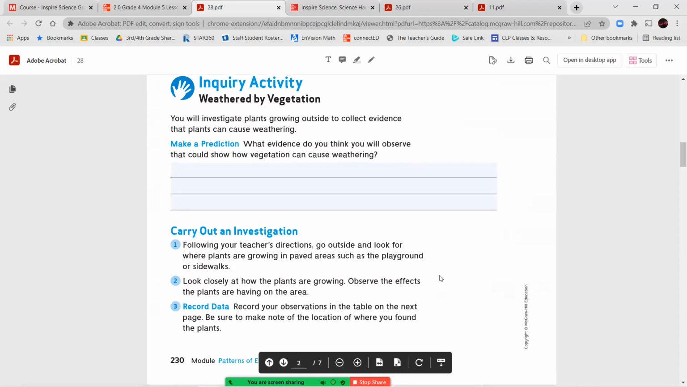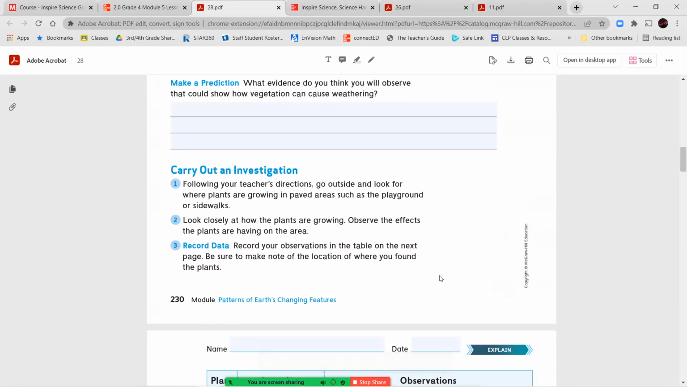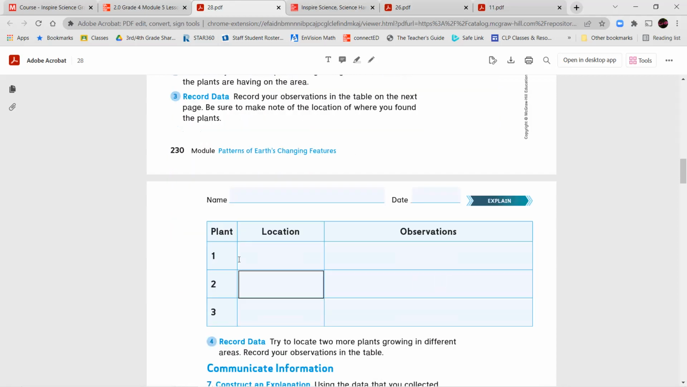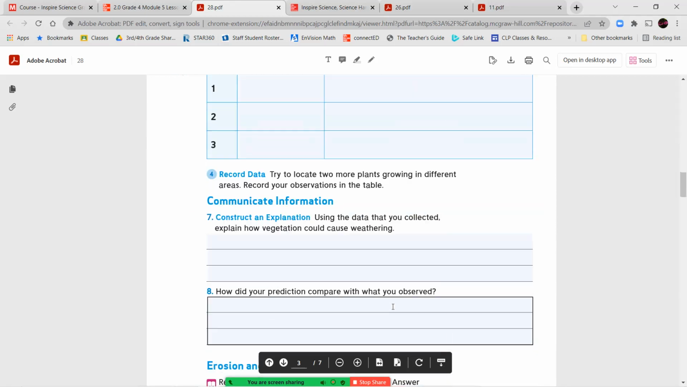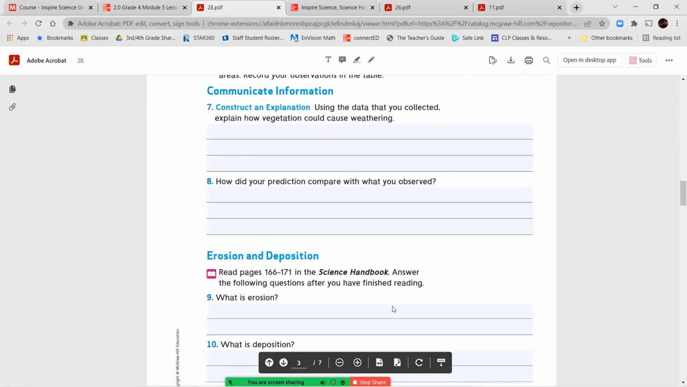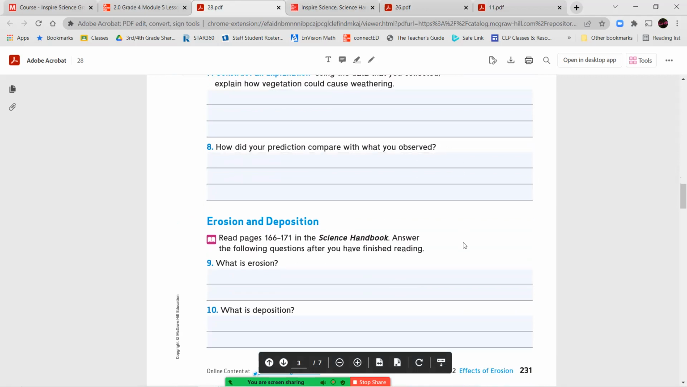So you're going to go out and look around and look at where plants are growing and look at the effects that they're having. Are you seeing any cracks in maybe the rocks or the stone area or the pavement where they are? Record your data. So you're going to look at 3 different locations and write your observations. And then we're going to go ahead and answer our questions. It says, using the data you collected, explain how vegetation could cause weathering. How did your prediction compare with what you observed?